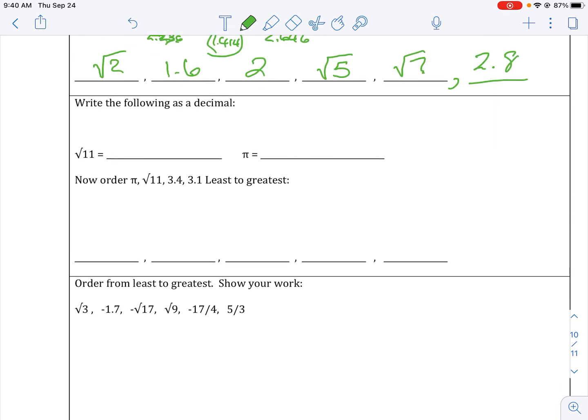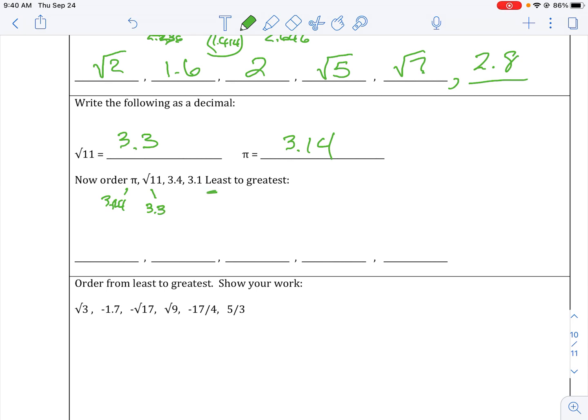Let's write the following as a decimal. Square root of 11 is 3.3. Pi, 3.14. We should know pi. You can hit pi on your calculator, hit equals, but pi we should know is 3.14 approximated to the nearest hundredth. So here I have 3.4 or 14. Square root of 11, 3.3.